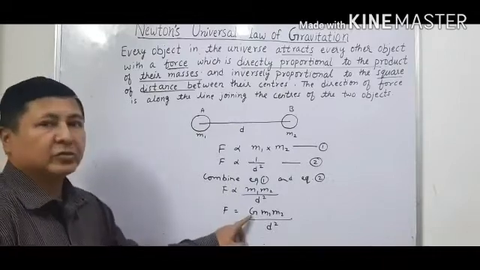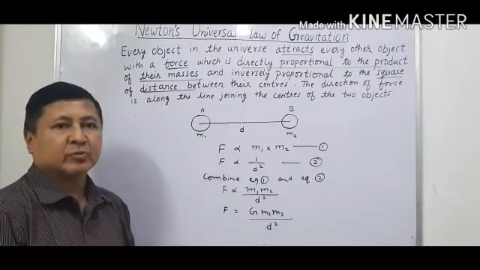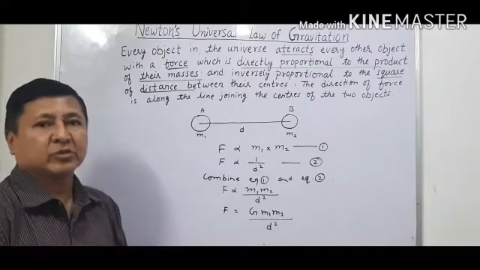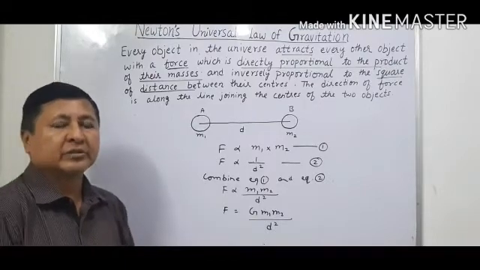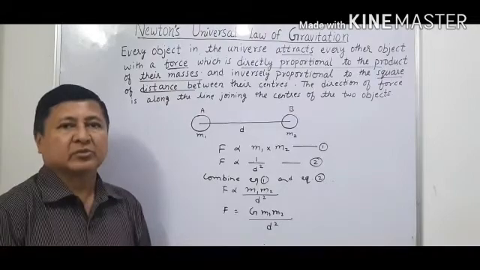and the value of the universal gravitational constant is 6.673 into 10 raised to minus 11 Newton meter square per kg square.